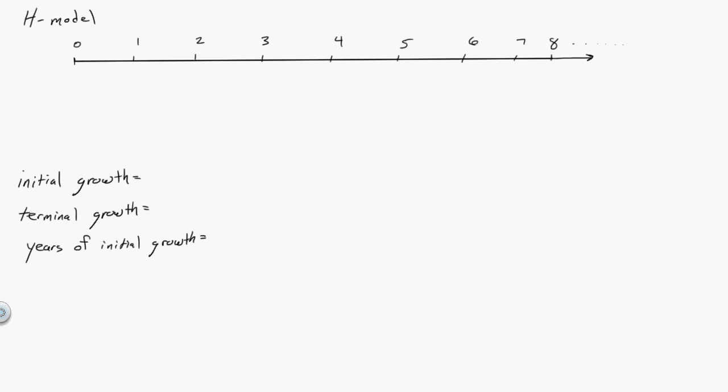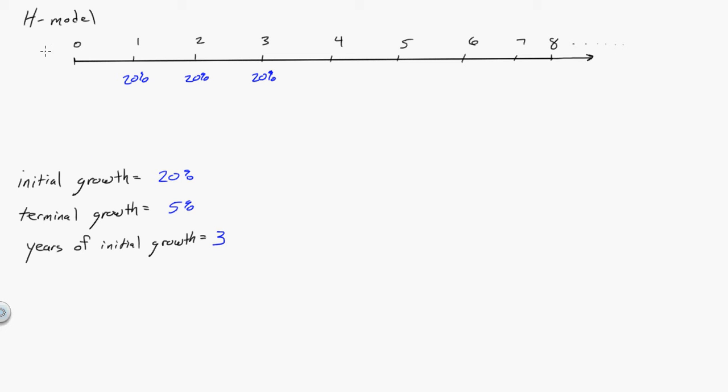In this video, I want to do two examples of the H model, so you have a good intuition behind it. You'll have the theoretical foundation. So let's say we have initial growth of 20% and the terminal growth is 5%, and the years of initial growth will be 3 years. So what that means is the dividend growth rate is going to be 20% in year 1, 20% in year 2, and 20% in year 3, because we have 3 years of initial growth.